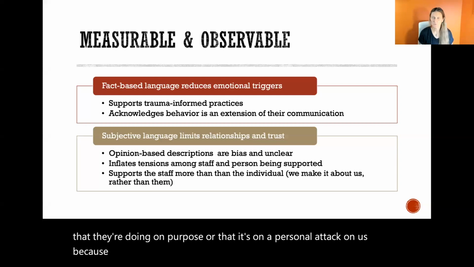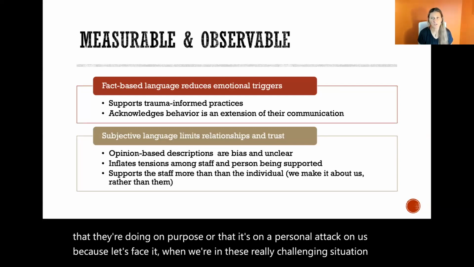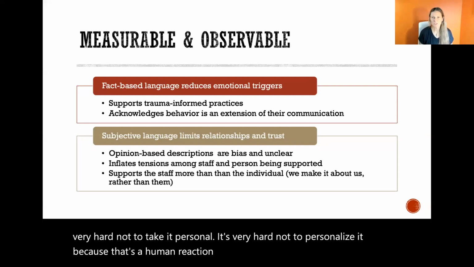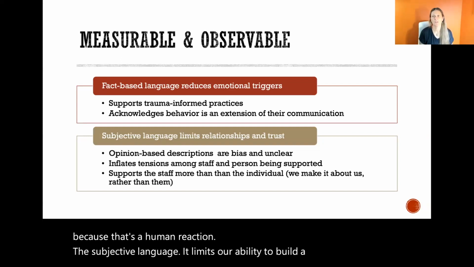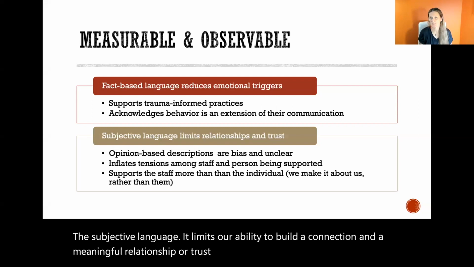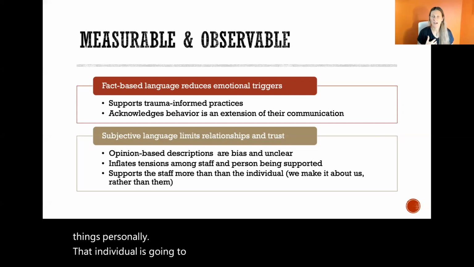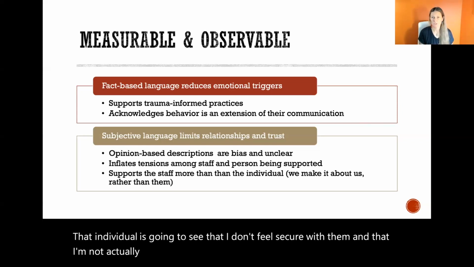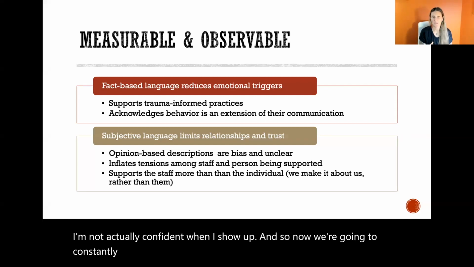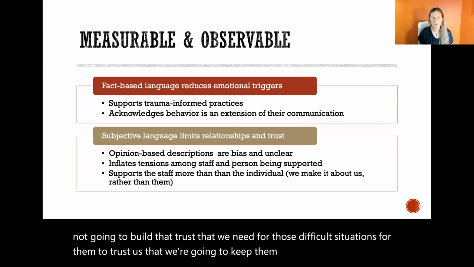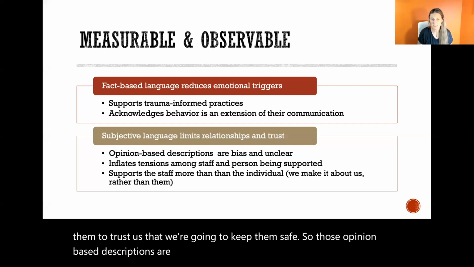Because let's face it, when we're in these really challenging situations, it's very hard not to take it personally. It's very hard not to personalize it because that's a human reaction. The subjective language limits our ability to build a connection and a meaningful relationship or trust. They're not going to trust us. If I'm taking things personally, that individual is going to see that I don't feel secure with them and that I'm not actually confident when I show up. And so now we're going to constantly have this shaky connection, this shaky relationship, and it's not going to build the trust we need for those difficult situations, for them to trust that we're going to keep them safe.